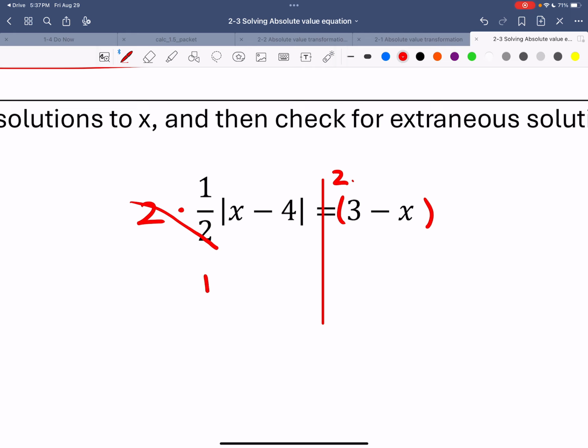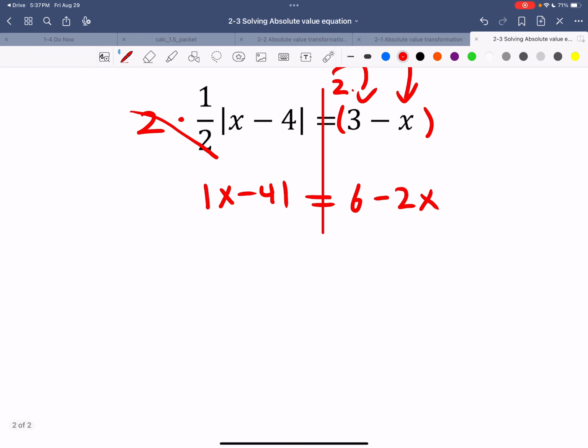When I multiply by 2, I will have the absolute value of x minus 4 is equal to, this 2 goes to both sides, so 2 times 3 is 6, 2 times negative x is negative 2x. Now, when I get rid of this bracket, you know the other side is going to be positive negative. So let me skip a step. It's going to be x minus 4 equals 6 minus 2x.